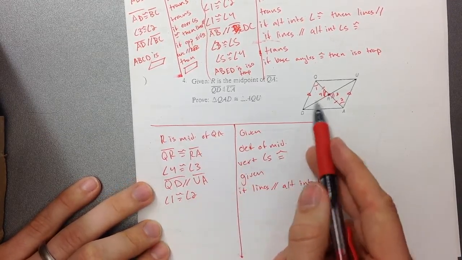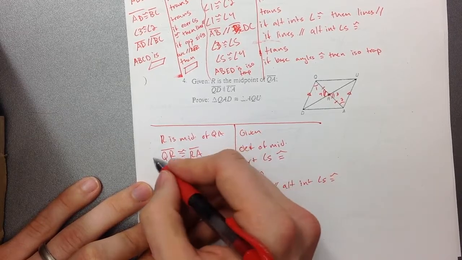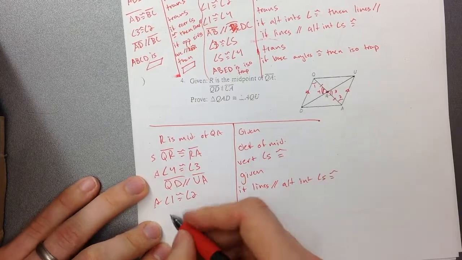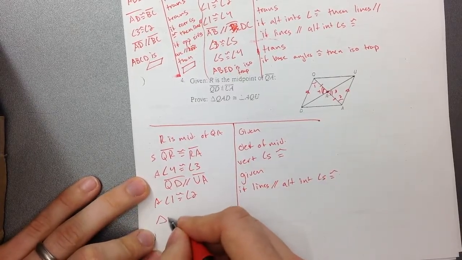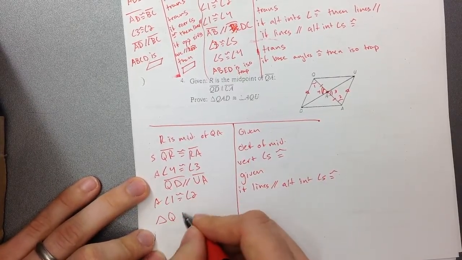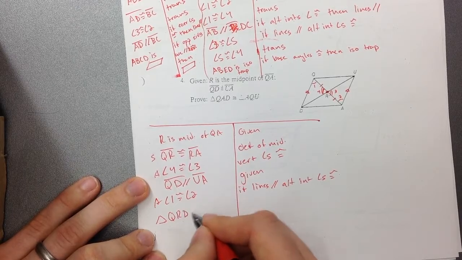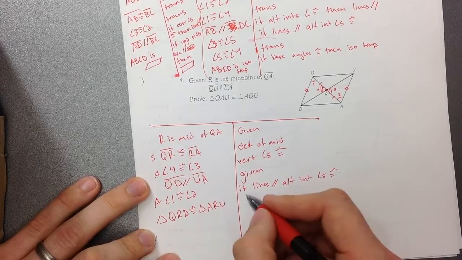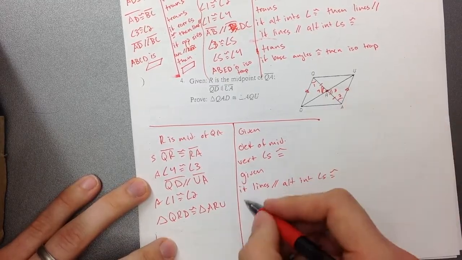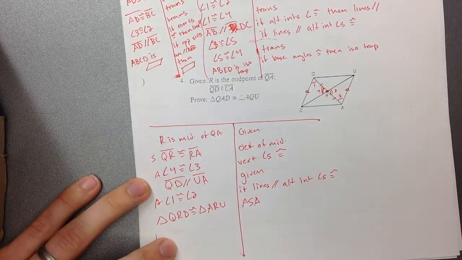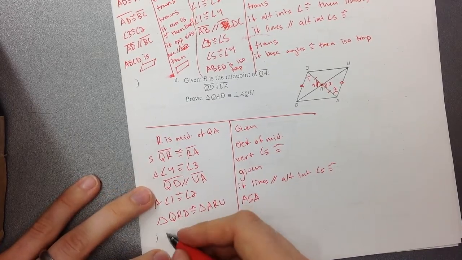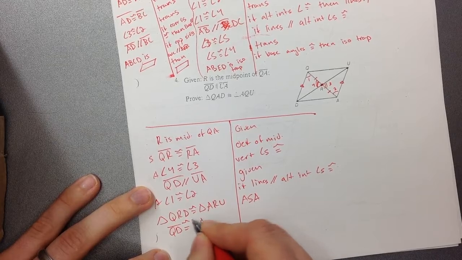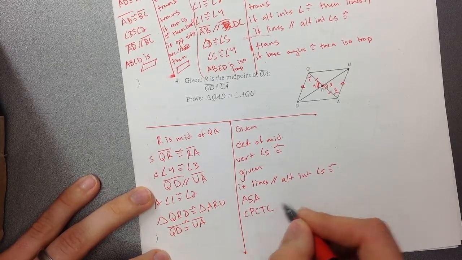And then from there, I'm going to grab, here's my side, here's my angle, here's my other angle. So angle, side, angle: triangle QRD is congruent to triangle ARU, and that's going to be ASA. From there, I'm going to CPCTC the side that I want, so QD is congruent to UA, CPCTC.